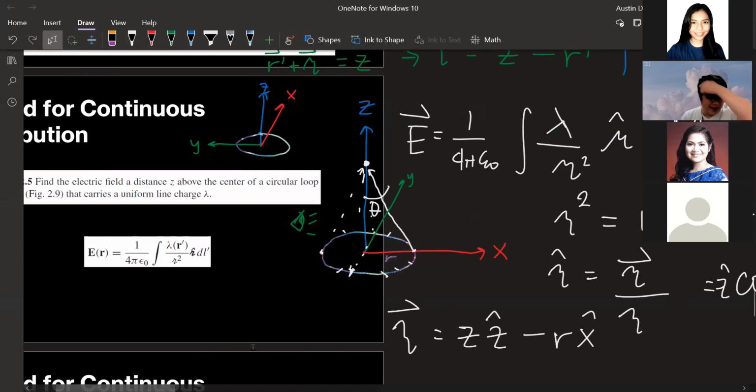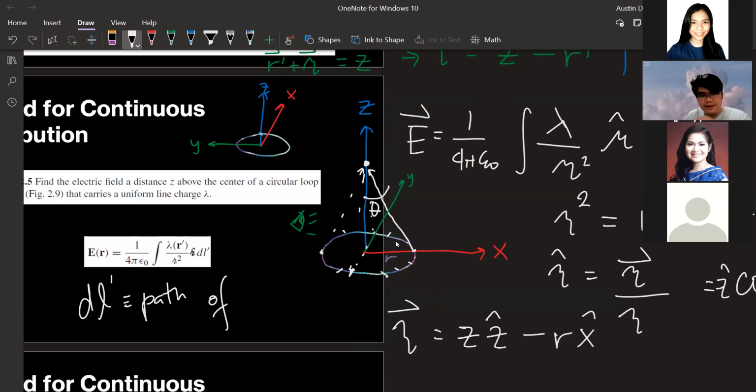Okay. Let's look at this at a physical point of view para hindi tayo mahirapan. So, yung dl prime mo, dl prime is the path of charges. Tama? And then, yung path of charges natin will be this rainbow thing. Di siya rainbow, no? Basta this colorful thing is your charges. And if we're gonna integrate all over the path of the charge, what do we get?